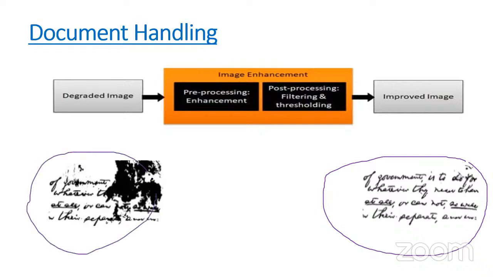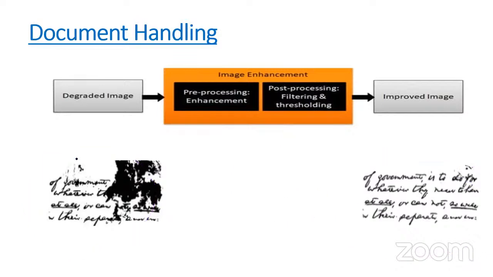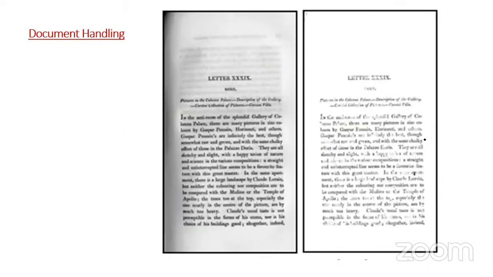This is the degraded image, and by using various pre-processing or post-processing, finally we can find the improved image. This is f of x,y, that is called the input image. After that we have to apply some techniques, then we can go for the improved image g of x,y. Same thing here: this is a very old document, we are not able to read properly. Maybe after handling by using image processing techniques, we are able to read at least better, not 100%, but better than the degraded image.